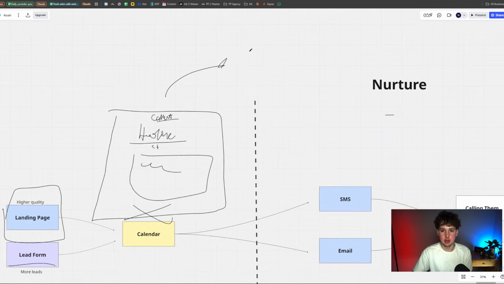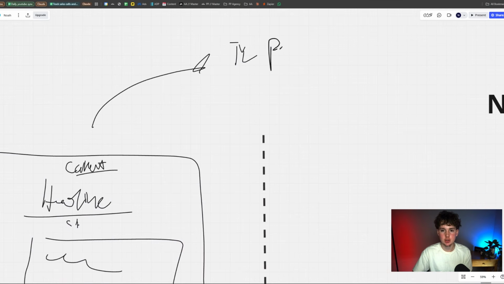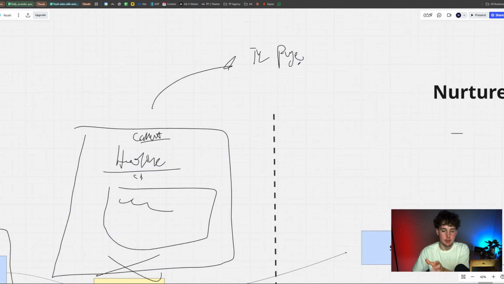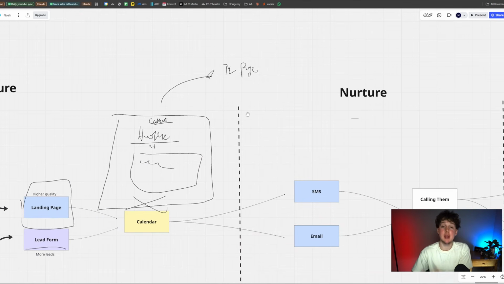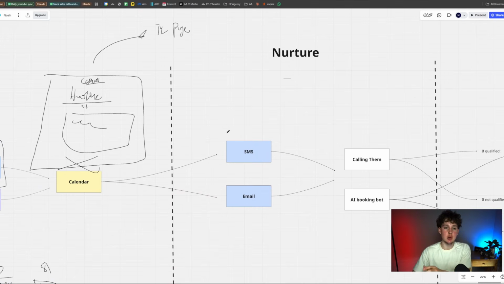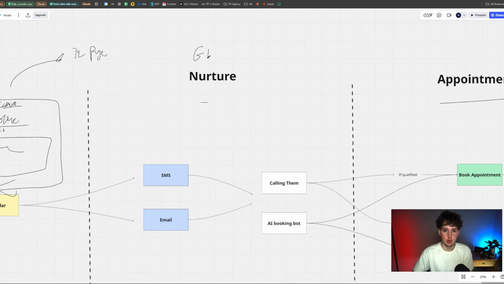After that, I usually like redirecting people to a thank you page, where it's just super simple. They click a button, can add it to their calendar. You can have a pre-call video and stuff, which you can also make, and I make with AI for a lot of my clients. Then you have the nurture sequence. This is obviously through Go High Level.